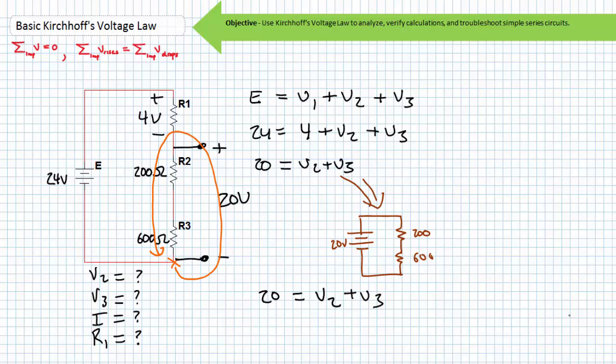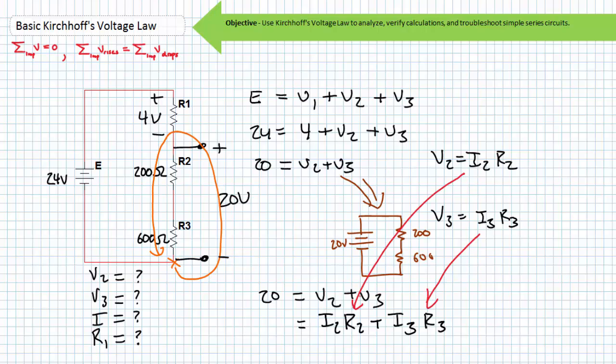In both cases, the voltage drop across an element is the current through it times its resistance. V2 equals I2 times R2, and V3 equals I3 times R3. Substituting into our KVL equation, we find 20 equals I2 R2 plus I3 R3. And understanding that this is a series configuration, we realize I2 equals I3, and for that matter, equals I1 equals IS. We can substitute this into the equation and factor out our like term IS. We find 20 equals IS times (R2 plus R3).